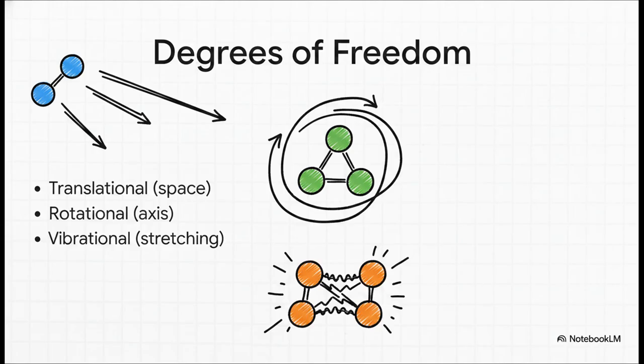Because these atoms are hooked together by these tiny springs, molecules have what we call degrees of freedom. Basically, they move in three main ways. First up is translational, which is just moving straight through space. Then there's rotational, spinning around on an axis. And finally, vibrational, the actual stretching and bending of those atomic springs. It's this third movement, this vibrational dance, that gives us the key to reading their hidden signals.